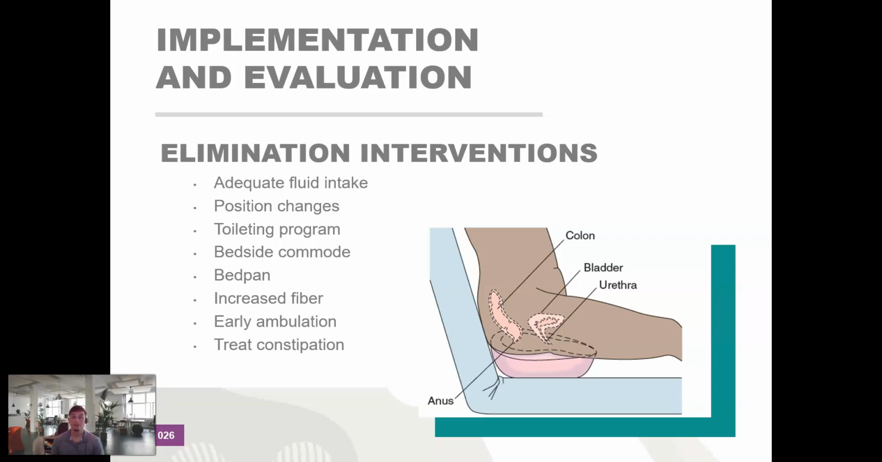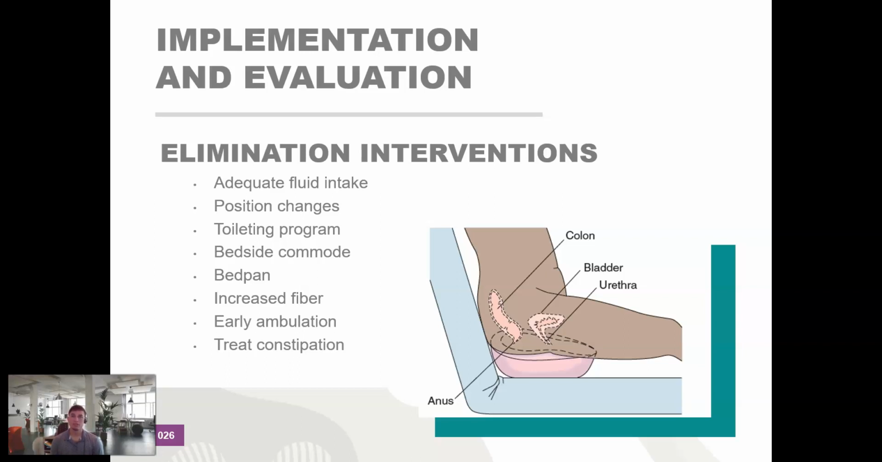itself for elimination. We might get this done via a toileting program. Maybe we get a patient up on a set schedule. Every patient is different on what they can tolerate, but maybe we're getting them up every couple hours and offering them a toileting program so that we can increase those elimination processes. We might have to use things such as bedpans or bedside commodes.